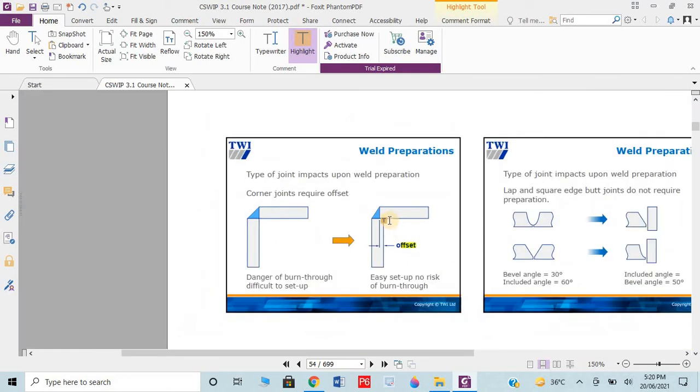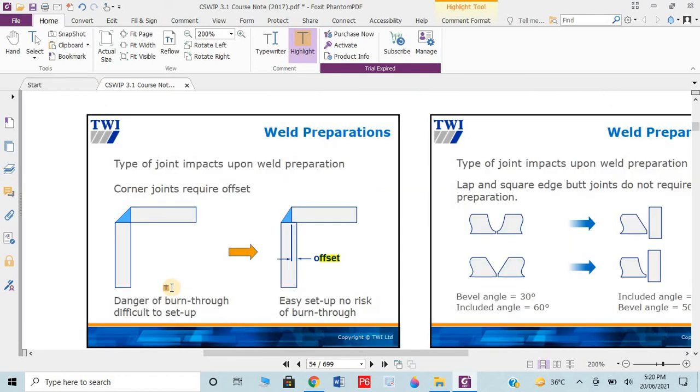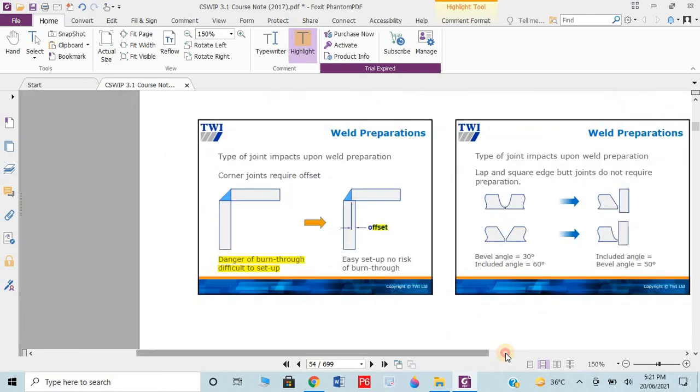Here we have less chance of burn through because we don't have a gap. Here we have more chances of burn through. So a question could be: burn through can occur at which corner joint, open end or closed end? At open end the burn through chances are more.